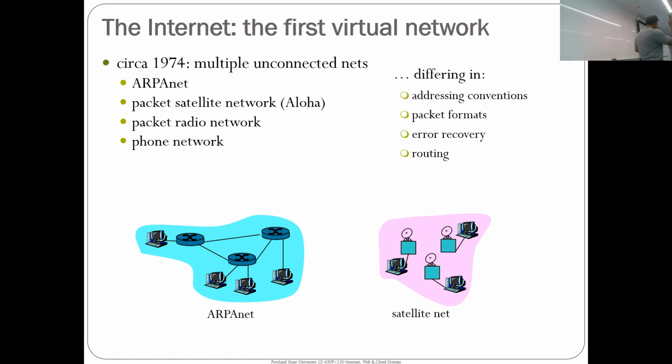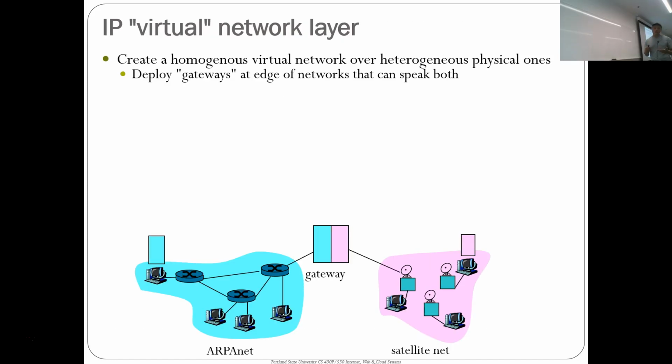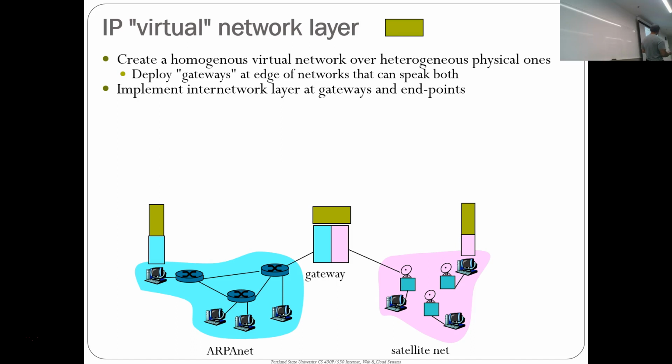Each one of these systems has different addressing conventions, different packet formats, different ways of doing error recovery, different routing protocols that they implement. And so the goal was, how do you get data to go from one network to another? This is where Vint Cerf and Bob Kahn's paper comes in; this is the paper that specified the architectural principles behind IP. The general idea is to create a homogeneous virtual network over these heterogeneous networks underneath. Architecturally, the idea was to put a special machine, a gateway, that could speak both the ARPANET and the satellite network, just as an example. And then you would implement this portable internetwork layer at the gateways, so all the gateways would speak this special layer, as well as all the end hosts in these networks.